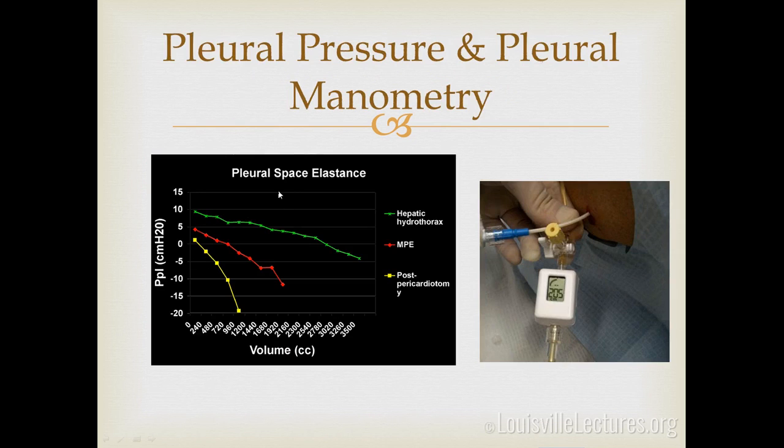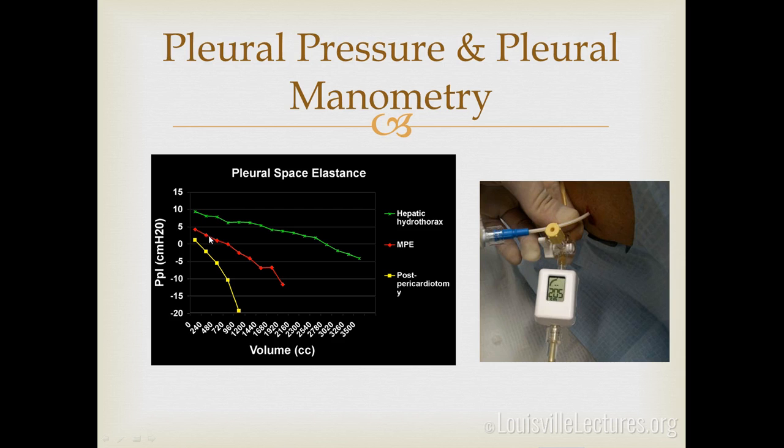So this is pleural space elastance, which is change in pressure over unit change in volume. In a normal lung, say hepatic hydrothorax, where there's not a lot of protein and not a lot of scarring from the pleura, as you are removing pleural fluid, the lung is expanding, and so the pressures in the pleural space stay about the same. So this is a lung which should expand fairly normally.